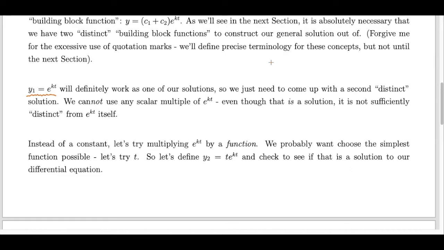How about a second building block? Multiplying by a constant won't work, even though that would give me another guaranteed solution. What if we multiplied by a function? Well, if we're taking that route, I suggest we select the simplest function possible. I vote for just t, just the function t. So let's try it. Let's define y sub 2 to be t e to the kt, as I've written here. And let's see if this is a solution to our differential equation.